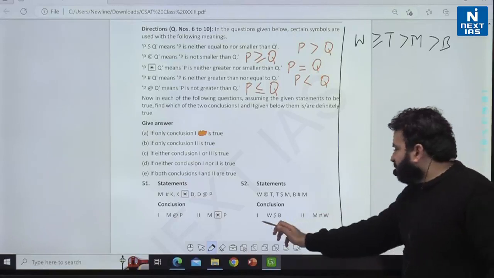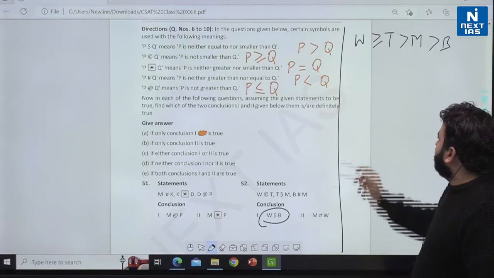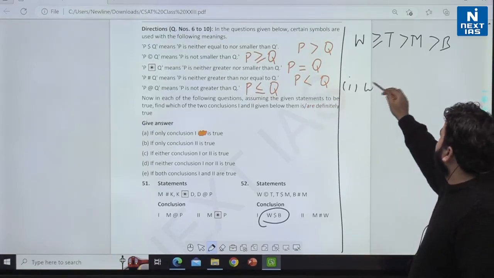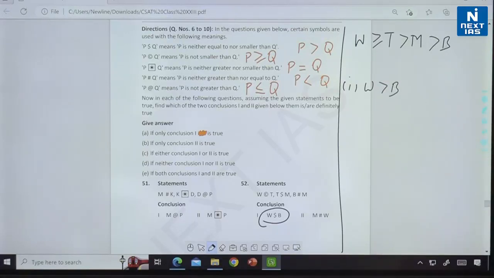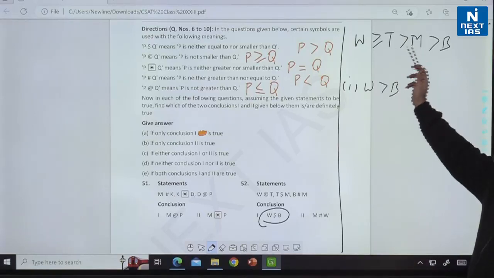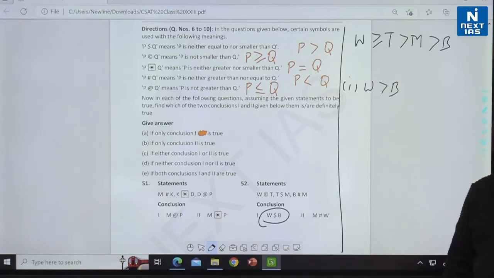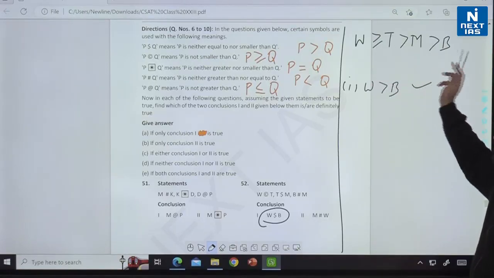Now first conclusion, dollar B. First conclusion check: W is greater than B. All of you, will W be greater than B? Yes, this is clearly visible, greater than or equal to, greater. So what will be the conclusion? W will be greater than B. W greater than B, yes, definitely it will follow.